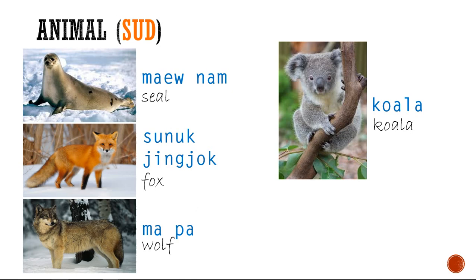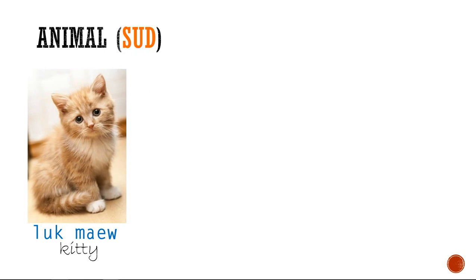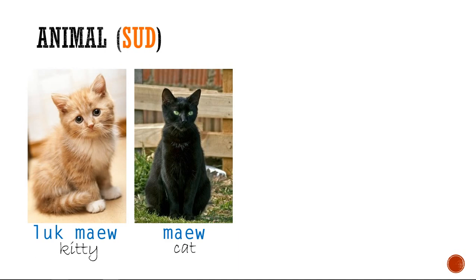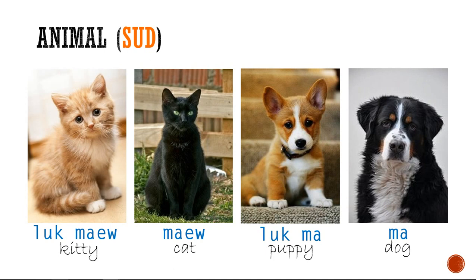Koala. Mi khao, polar bear. Mi is a bear and khao is white. So white bear is a polar bear. Luk meow, kitty. Meow, cat. For the cat, in Thai we call meow. Luk ma. Luk is the baby or children or the kid, and ma is the dog. So it's the luk ma, puppy. Ma, or you can say sunak to be more polite, but ma is okay. Ma is a dog.